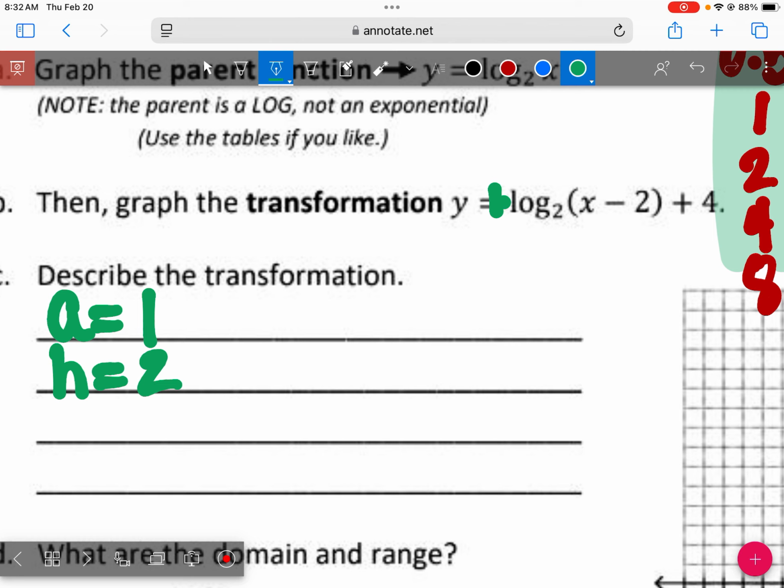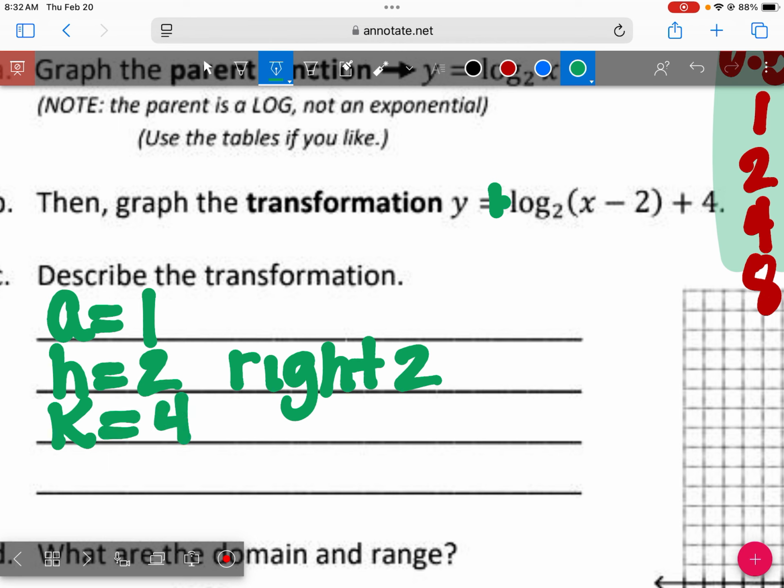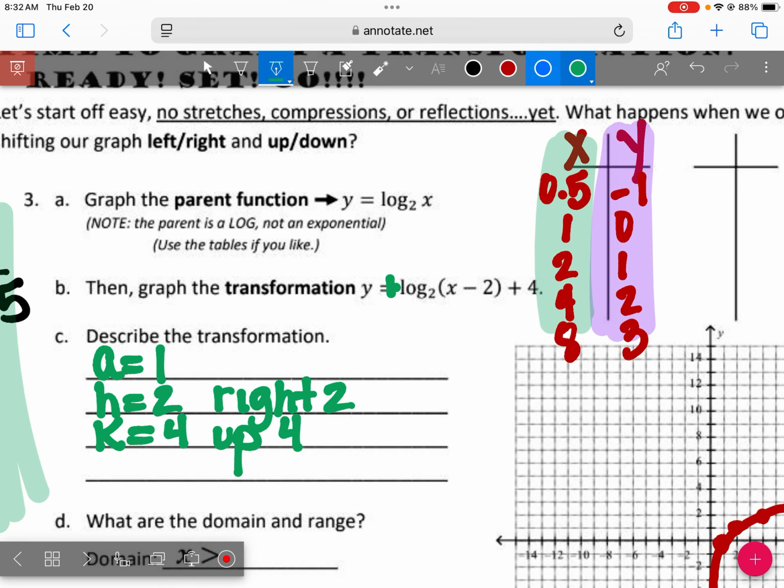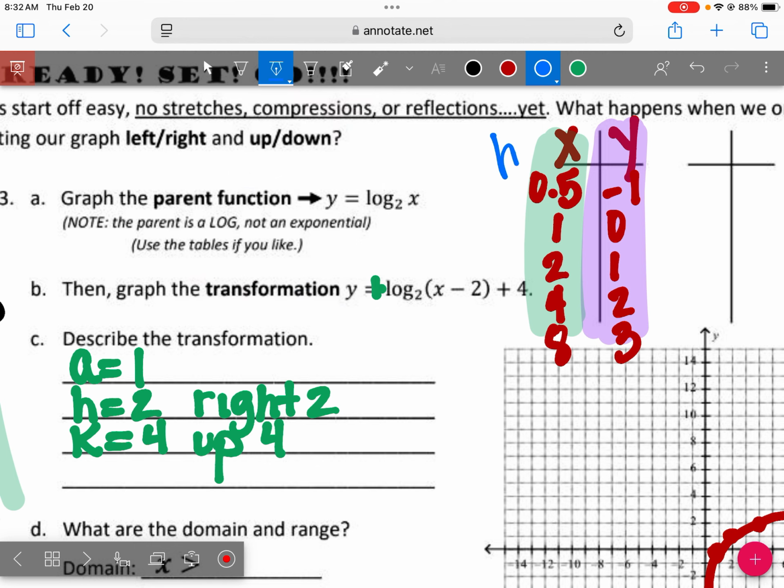What is that going to make our graph do? Right. Exactly, yeah. And then K would be what? 4, and what's that going to make our graph do? The other thing about AH and K that never changes is that it's always going to be H plus X, and then Y times A plus K. So I want you to pick up your calculator.